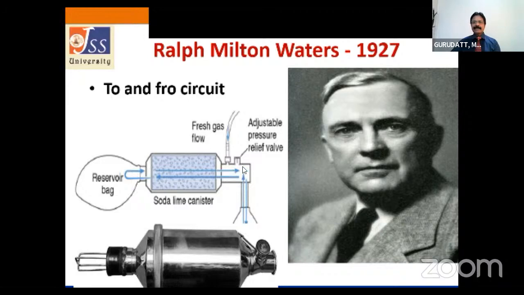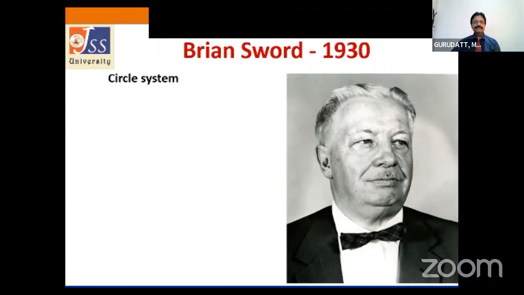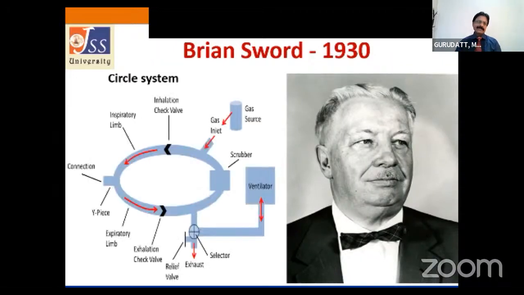Based on this idea, in 1930, Brian Sword introduced the circle system. I always considered this introduction of the circle system as a revolutionary introduction because it is almost nearly 92 years, and now also we are using the circle system. Because of Brian Sword's introduction of the circle system, now we are able to go for the low flow technique. And how important it is to go for low flow technique, and there are so many advantages of low flow technique.